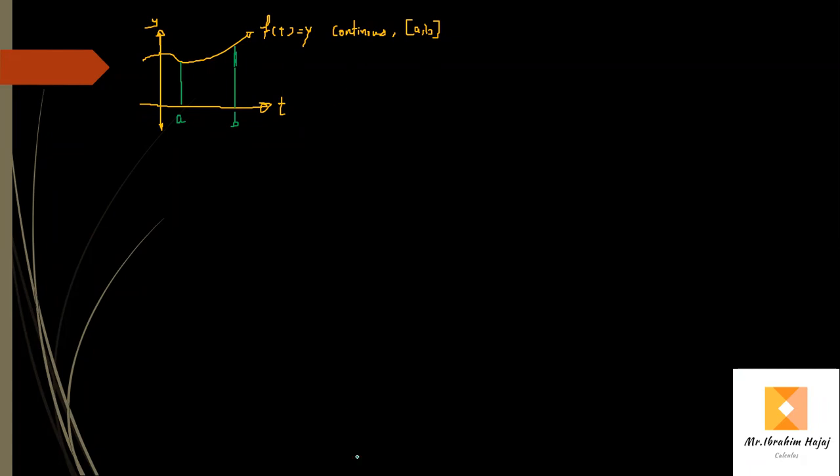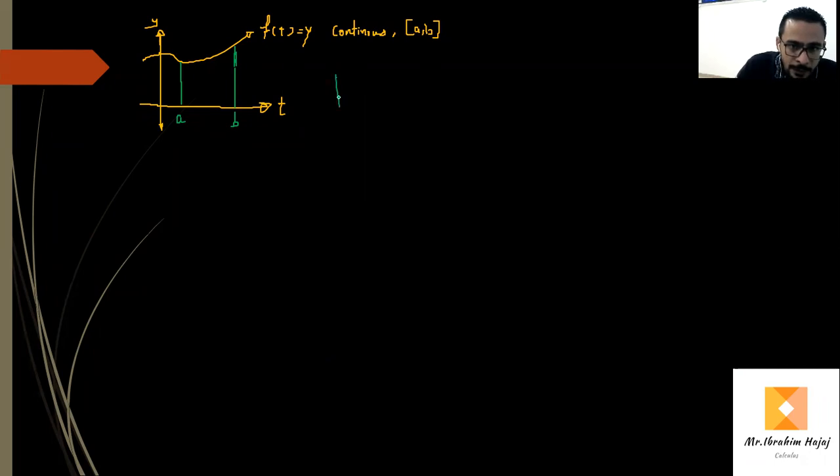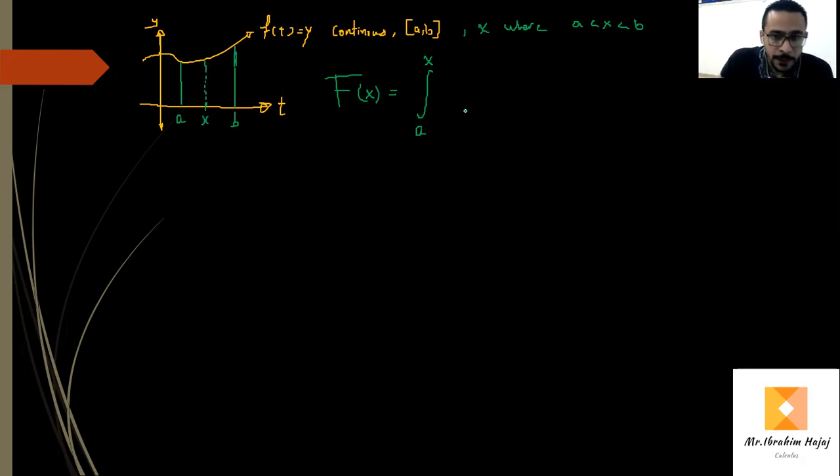So for F of x, I'm going to write that uppercase F of x is equal to the integral from, pay attention please, from a to some variable x between a and b, where x is between a and b, that is a less than or equal to x less than or equal to b. So you will find that the integral here from a to x, where is x? X here. This is the first part of the fundamental theorem of calculus.